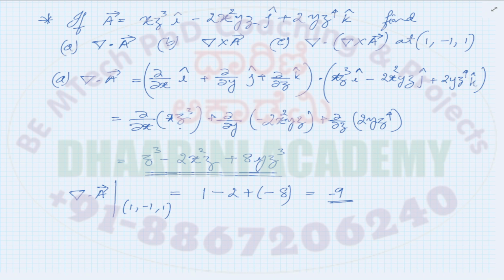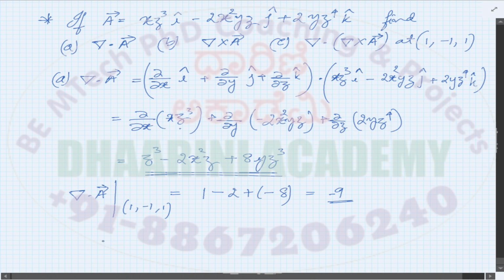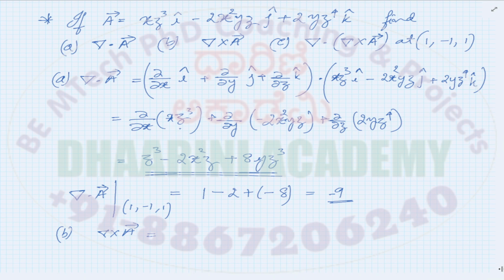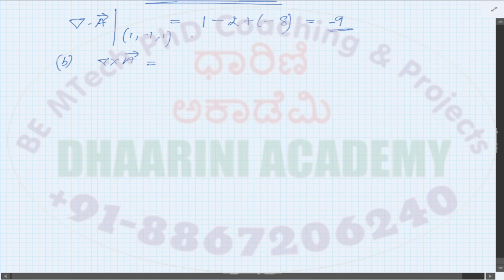Okay. Now, proceeding further, we need to calculate the del cross A vector. Del cross A vector in the second part. This is equal to, so we know that we need to solve a determinant. So that determinant is i cap, j cap, k cap.